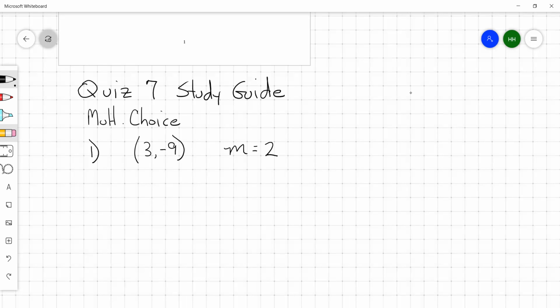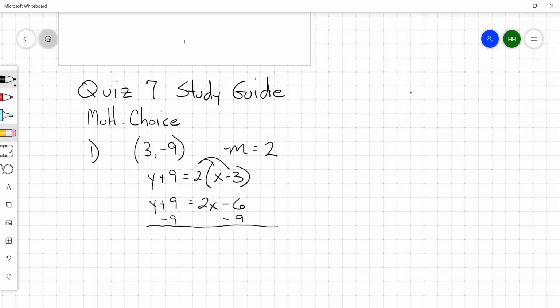So for this problem number 1, the first thing you're going to do, since you have a point and a slope, you're going to write an equation in point slope form first. So we're going to go y plus 9 equals 2 times x minus 3. That is point slope form. We're going to distribute this 2. So y plus 9 equals 2x minus 6. Then we're going to subtract 9 from each side. So y is equal to 2x minus 15. That is in slope-intercept form.